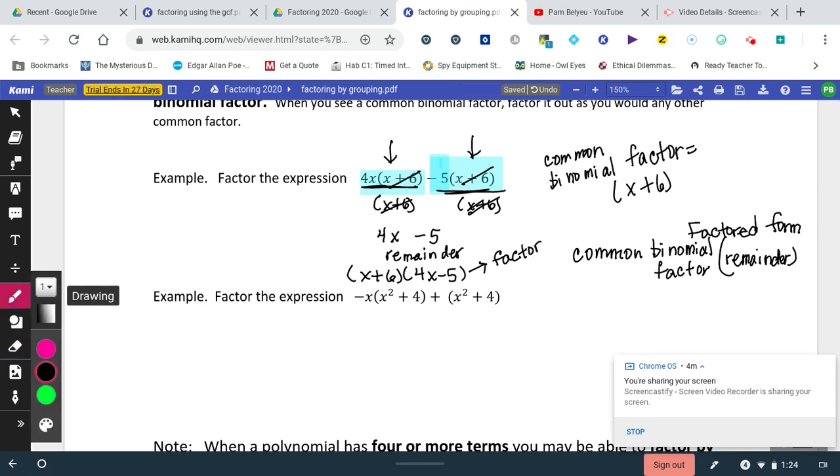Now, I'll be honest, guys. It doesn't matter which one of these factors you write first. You can swap this around. So instead of writing the common binomial factor first, then the remainder, I can write the remainder and then the common binomial factor. So I could have switched these around. I could have written 4x minus 5 times x plus 6 instead of x plus 6 times 4x minus 5.